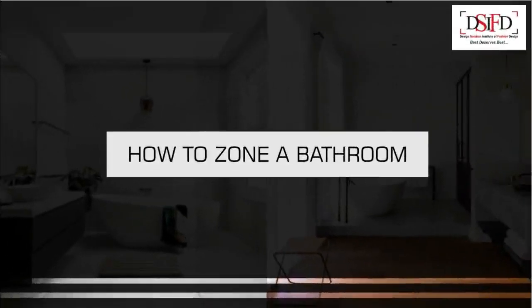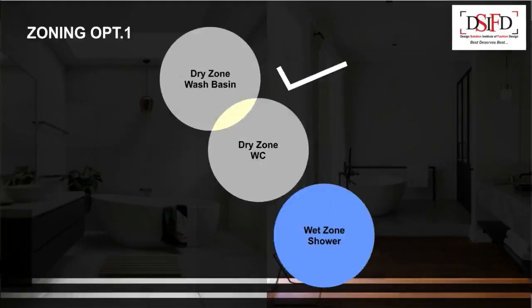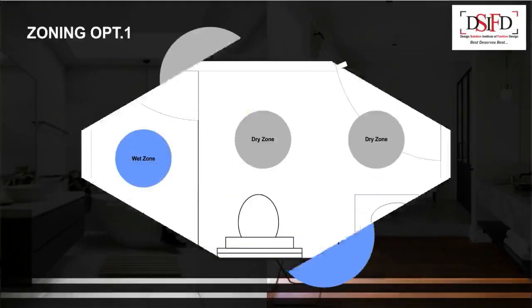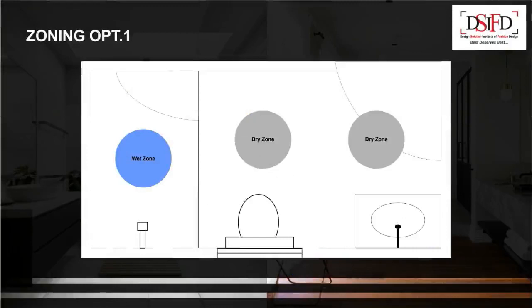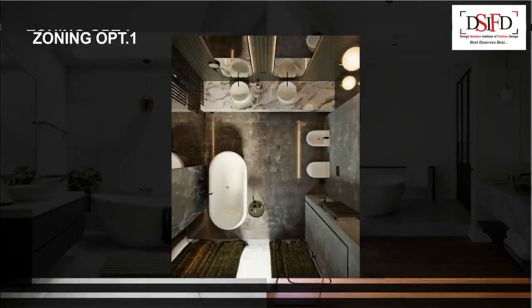Now that you have seen what not to do in the zoning, let's see how to do it right. This is the right planning as the wet area is completely separated from the two dry zones. Here you can use a glass partition with a glass door, or if you are running short of space, you can go for easy options such as a shower curtain or a tile joint. This is an example of right planning.